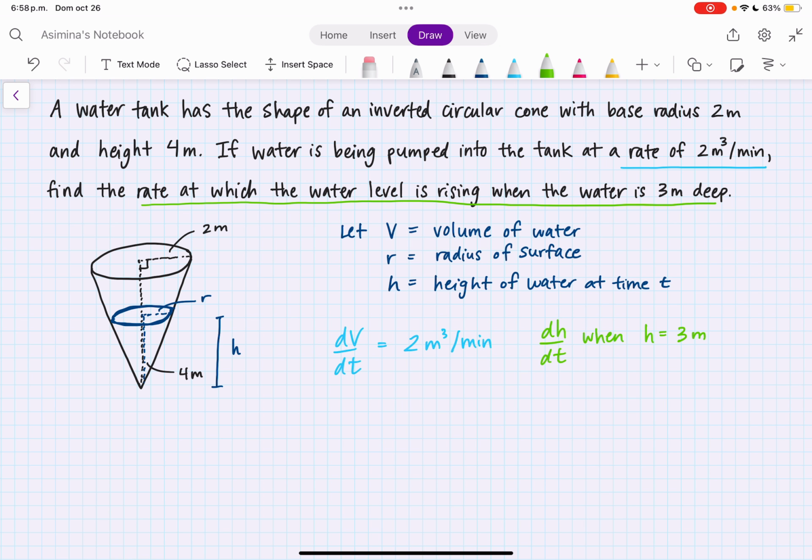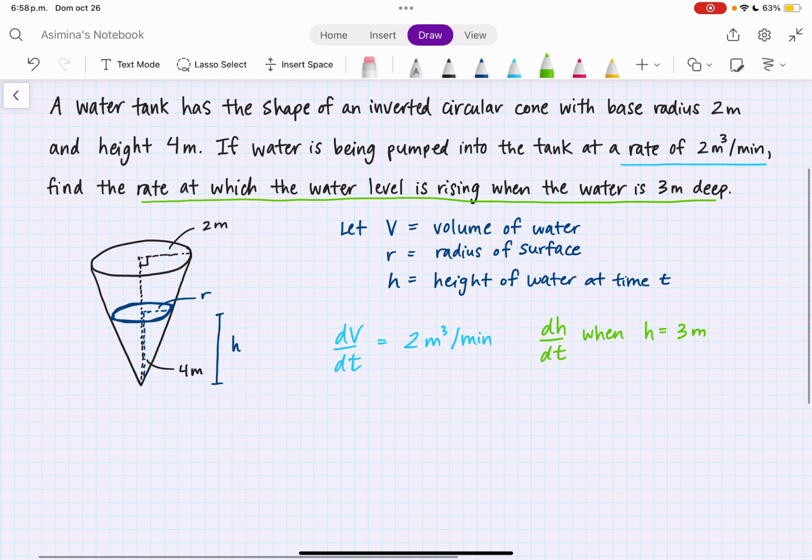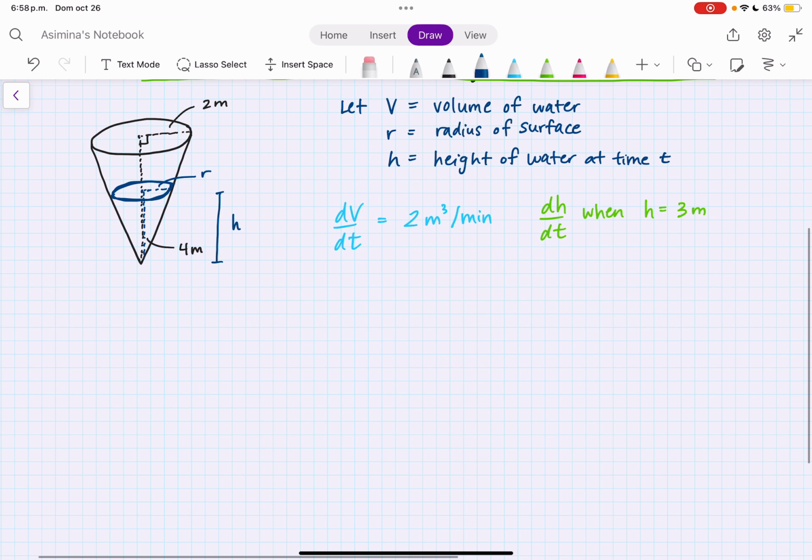Okay, so how can we relate the three variables that we have? Well, we can start by writing the equation for the volume of a cone. So V equals 1/3 pi r squared times height. And so here we see that all of our variables are being used. Now, it'd be very useful to express V as a function of just h, because we want to find dh/dt. We don't really want to do anything with r.